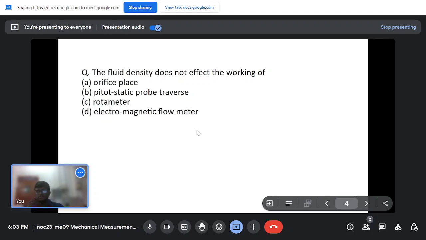Then moving on to the next question, we have: the fluid density does not affect the working of A. Orifice plate, B. Pitot static probe traverse, C. Rotameter, D. Electromagnetic flow meter. So the fluid density does not affect the working of, out of which: option A, orifice plate, B. Pitot static probe traverse, C. Rotameter, D. Electromagnetic flow meter.